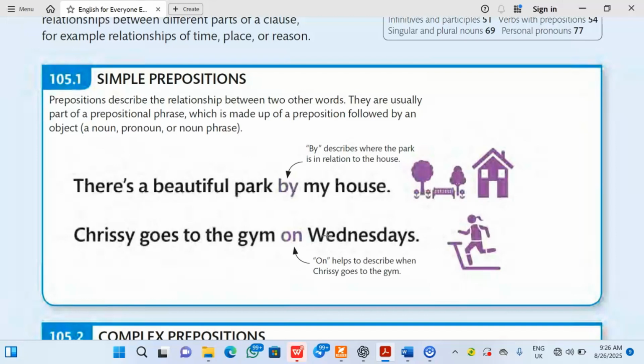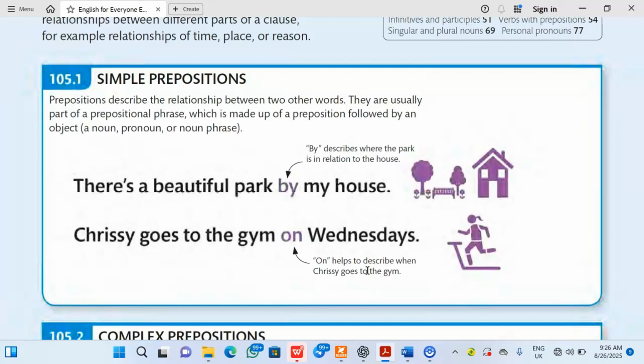For example, there is a beautiful park by my house. By is a preposition, and it is telling us about the relationship between park and house. So it is used to describe where that park is. So that's a relationship of place. Chrissy goes to the gym on Wednesdays. On is a preposition, and it helps to describe when Chrissy goes to the gym.